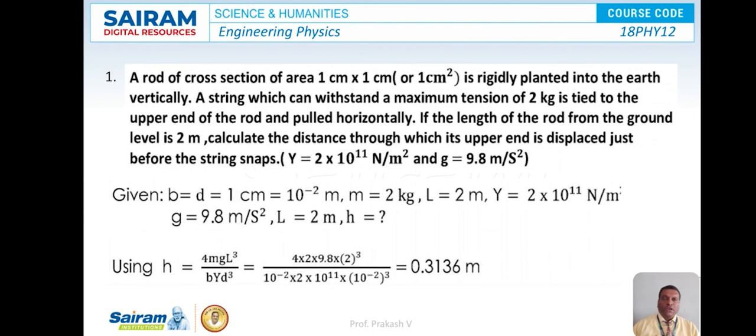The formula for calculating h is 4 m g L cube by Y b d cube. So substitute the values of m, g, L cube and Y, b, d cube here. That is 4 into 2 into 9.8 into 2 cube divided by 2 into 10 to the power of 11 into 10 to the power of minus 2 into (10 to the power of minus 2) whole cube. On simplification, the value of h is calculated as 0.3136 meter. So this is the solution for this problem.